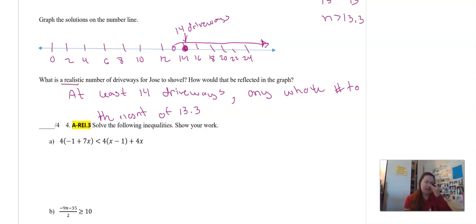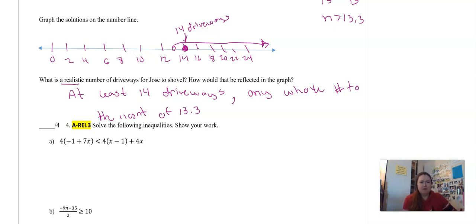Seems to me winter's 3 months long. Say he did 5 driveways a day, 5 times 30, like 150 driveways seems like about your maximum, because he's probably got other things to do besides shovel driveways.